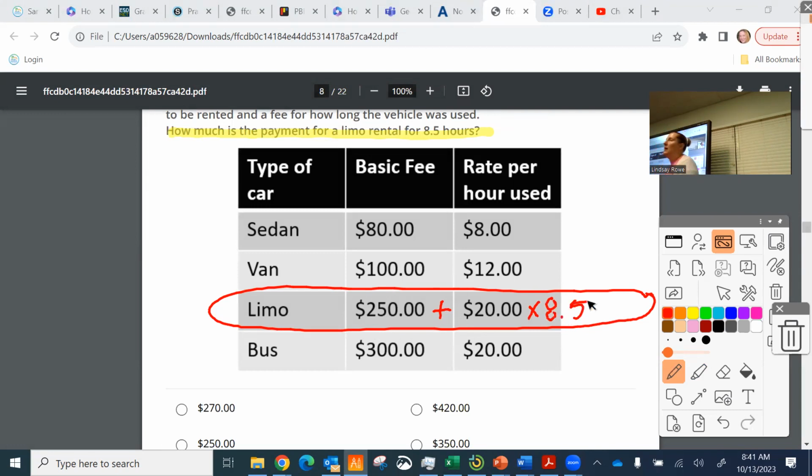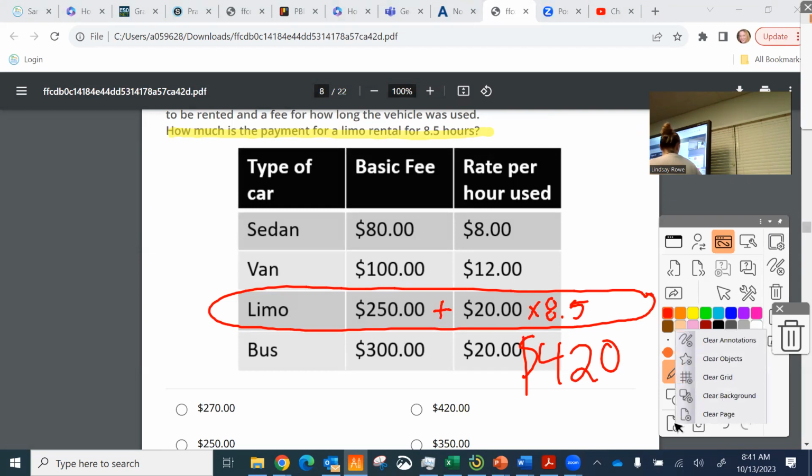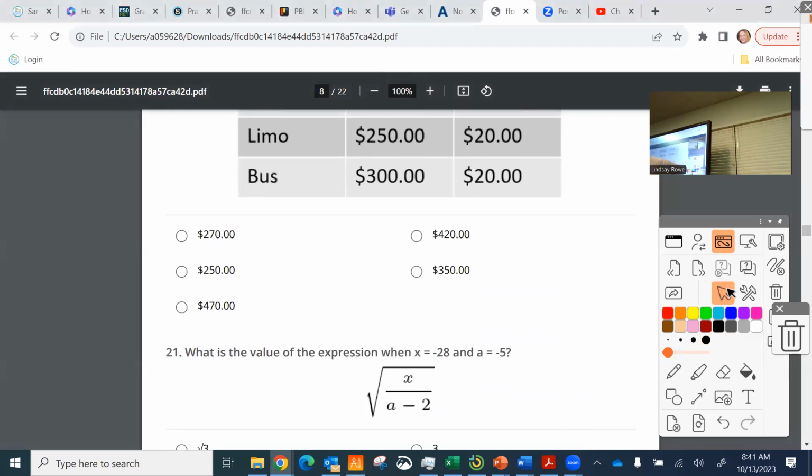And you could put that into your calculator. You could do it by hand, but why bother? We have technology. 20 times 8.5. It looks like it's $420 to rent a limo for 8.5 hours. Very specifically 8.5 hours, not 9 hours, not 8 hours. Okay, so that's a very doable problem, but it takes a second to read.